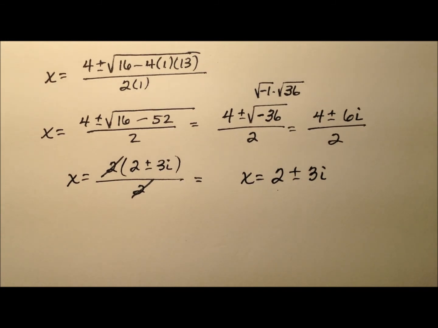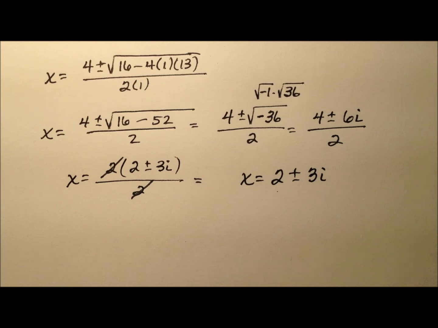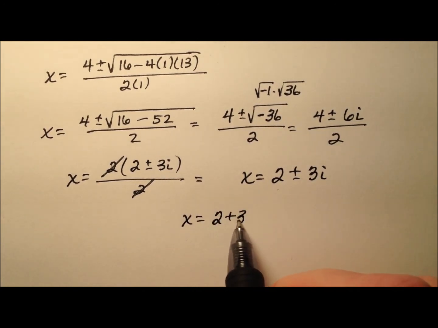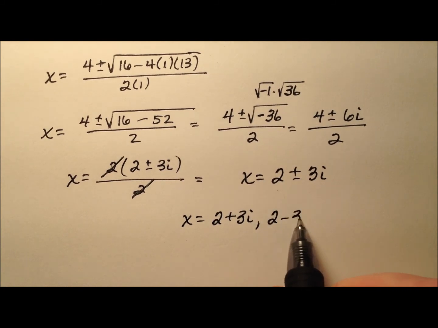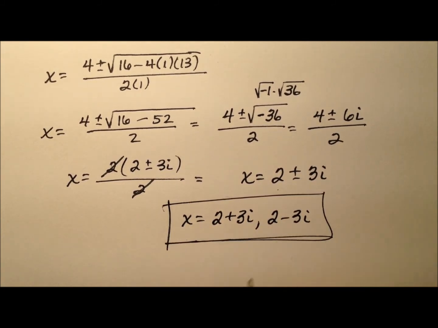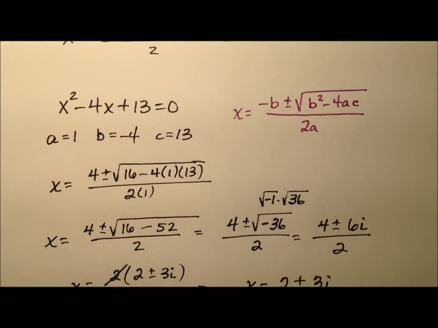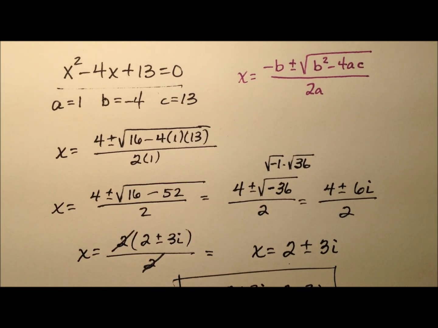And in a lot of cases, we want to separate these two solutions out because we want them to be in a plus bi form. So I'll say x equals 2 plus 3i and 2 minus 3i because we like to see them separated. So there are the two complex roots or solutions for this original quadratic equation.